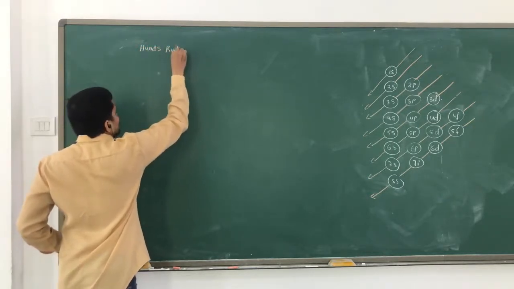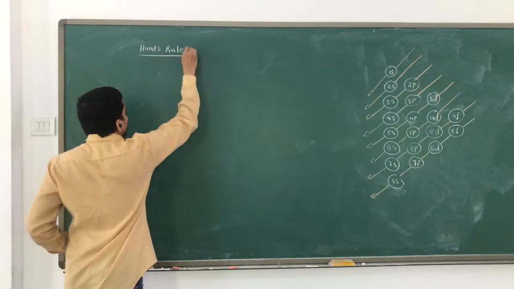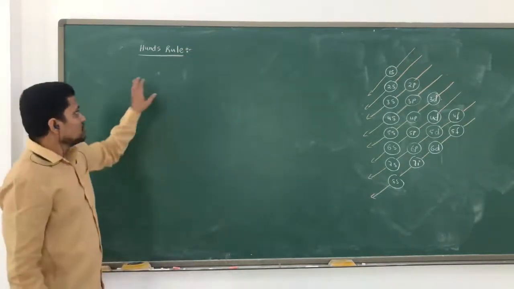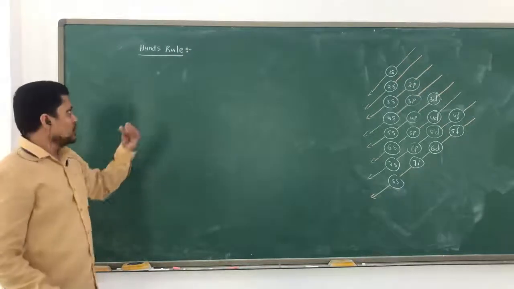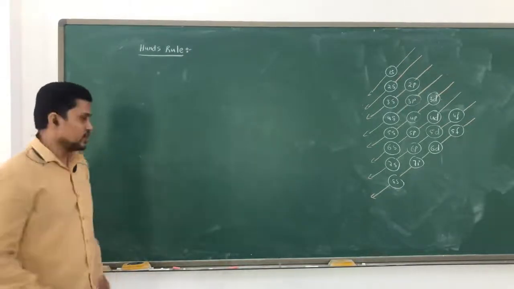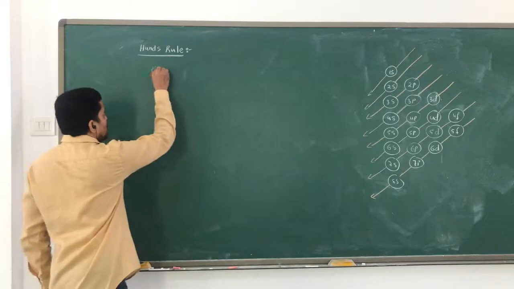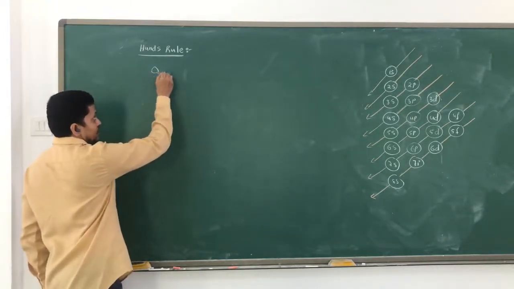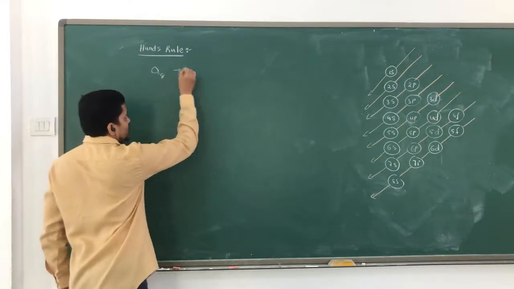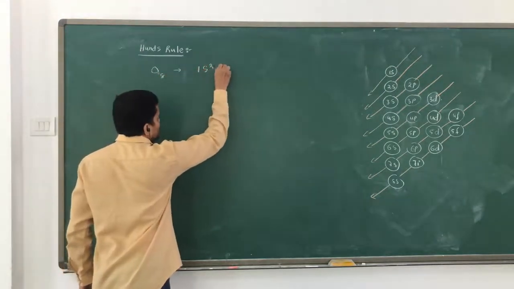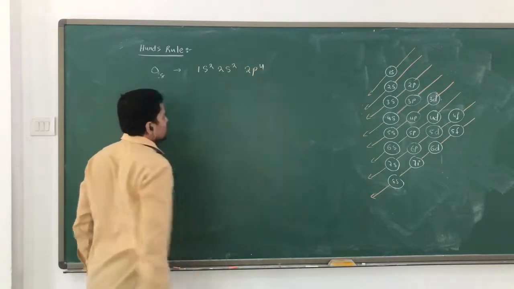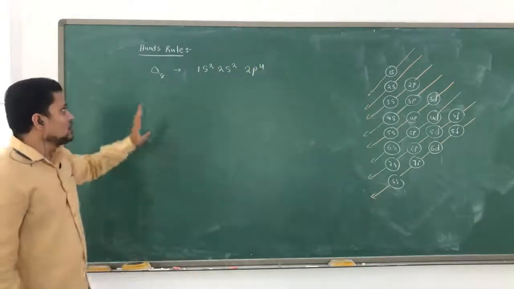This also comes under electronic configuration only. Hund's rule says maximum multiplicity. To explain this, I'm taking a simple example, oxygen. The atomic number of oxygen is 8. The electronic configuration is 1s2, 2s2, 2p4.